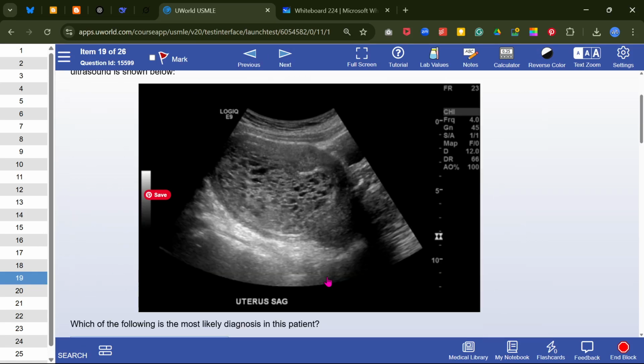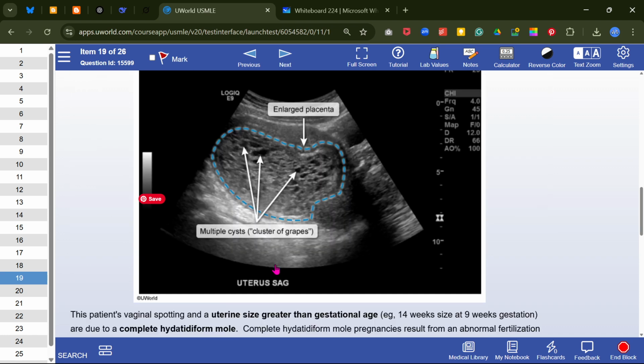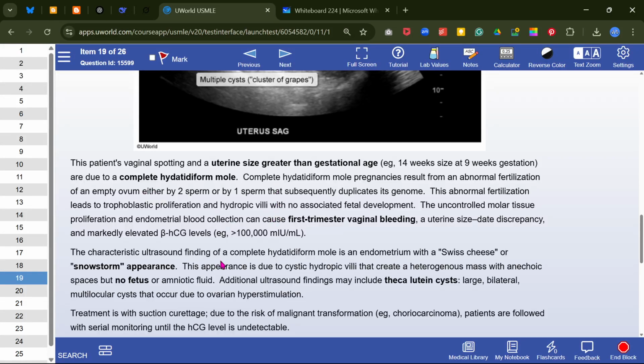Okay, last, just looking at this picture, we can diagnose that this is molar pregnancy, Hydatidiform mole. This is a cluster of grapes appearance, multiple cysts, enlarged placenta, and here there is markedly elevated beta-hCG, more than 1 lakh. Additional ultrasound findings like theca lutein cysts can come.